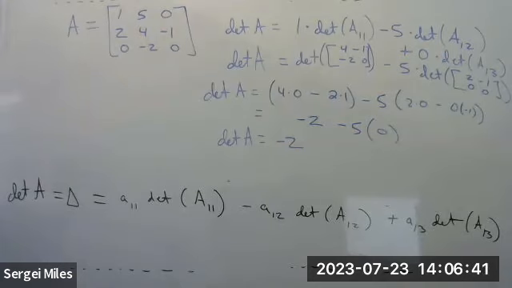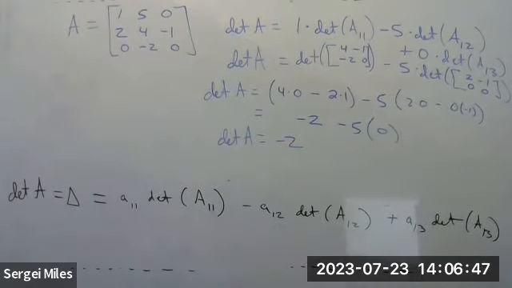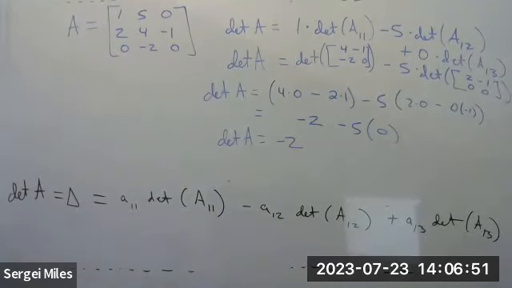Which means I've not done anything else with this matrix. I didn't row reduce it. I didn't do anything else. All I did was calculate its determinant using this formula. Well, its determinant is non-zero. What does that mean? Well, that means everything else in the invertible matrix theorem is true about this matrix.